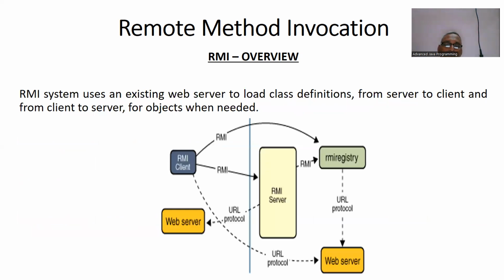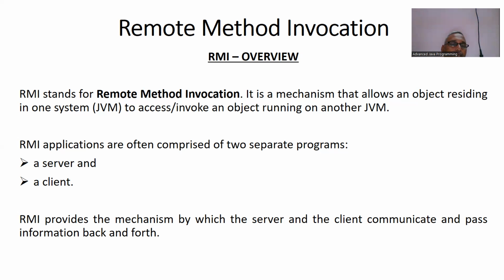RMI distributed application that uses the RMI registry to obtain a reference to a remote object. The server calls the registry to associate a name with a remote object. The client looks up the remote object by its name in the server registry and then invokes a method on it.